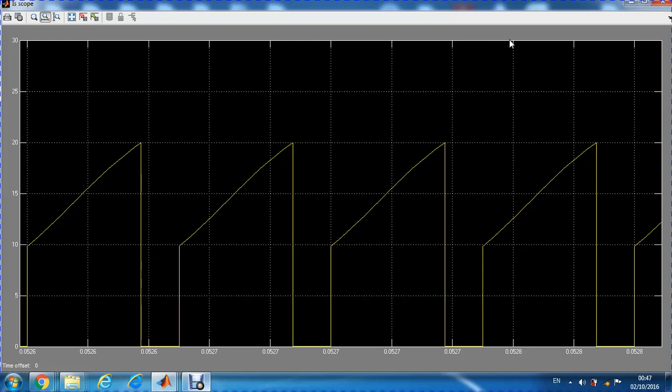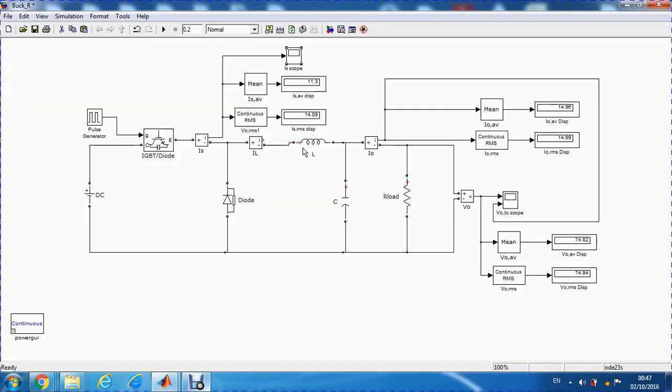The average value of that supply current is around 11.3 amps, whereas the average value of the output current is around 15. The RMS value of the supply current is around 14 amps, whereas the RMS value of the output current is around 15.